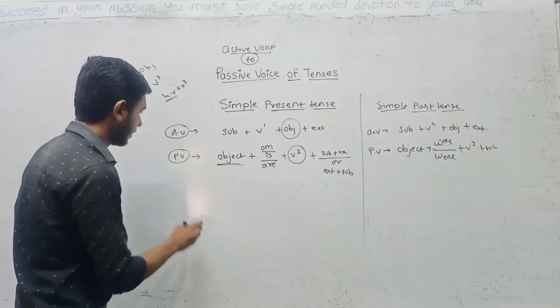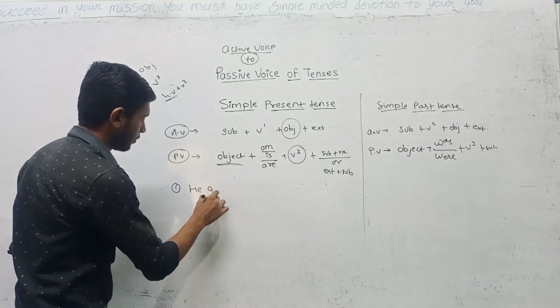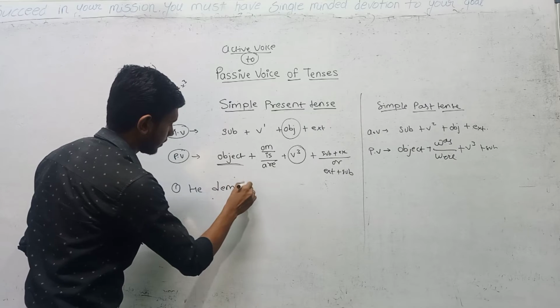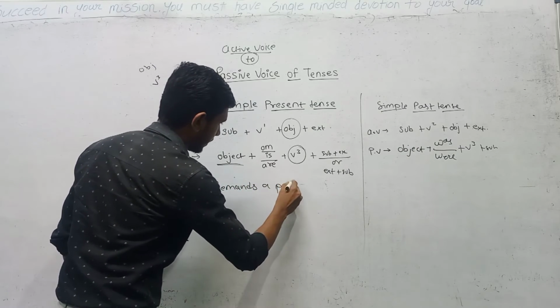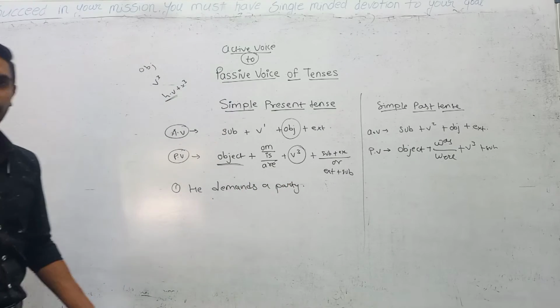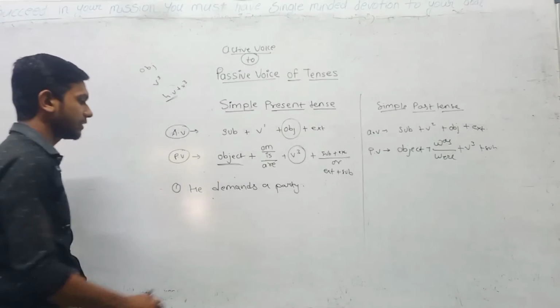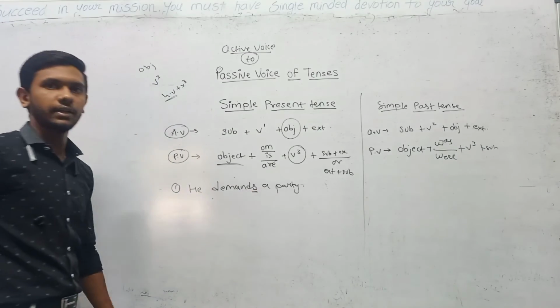I take one example. For example, he demands a party. This is a simple example, and this sentence belongs to the simple present tense. How did you recognize it? There is an s added to the V1.